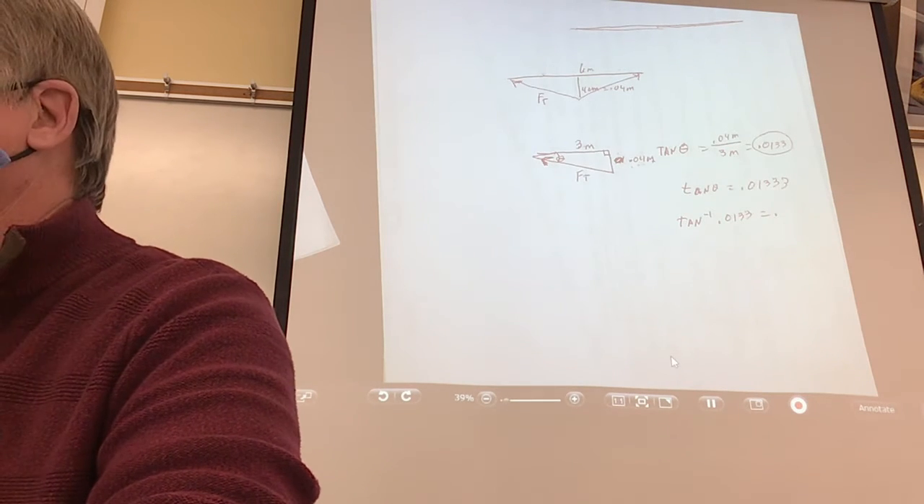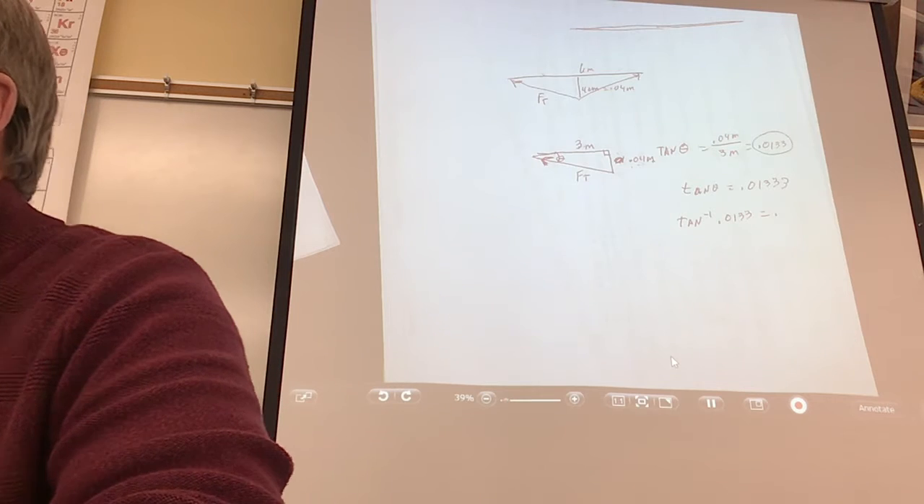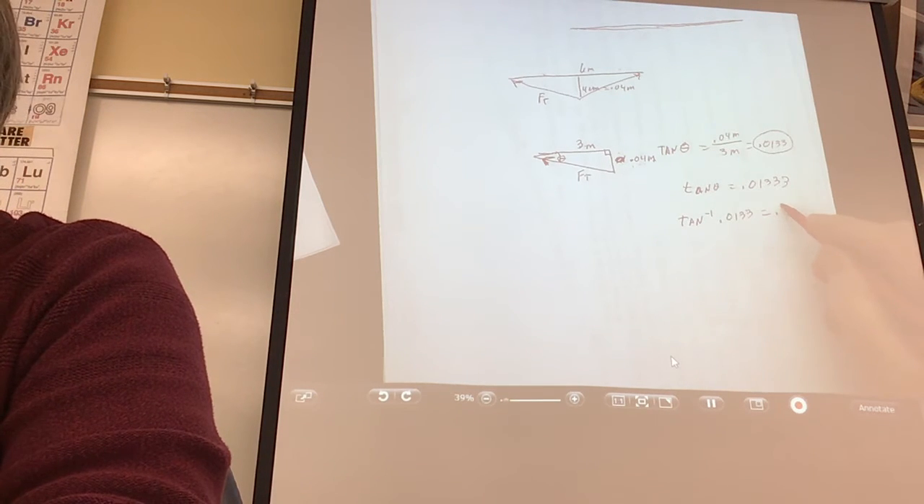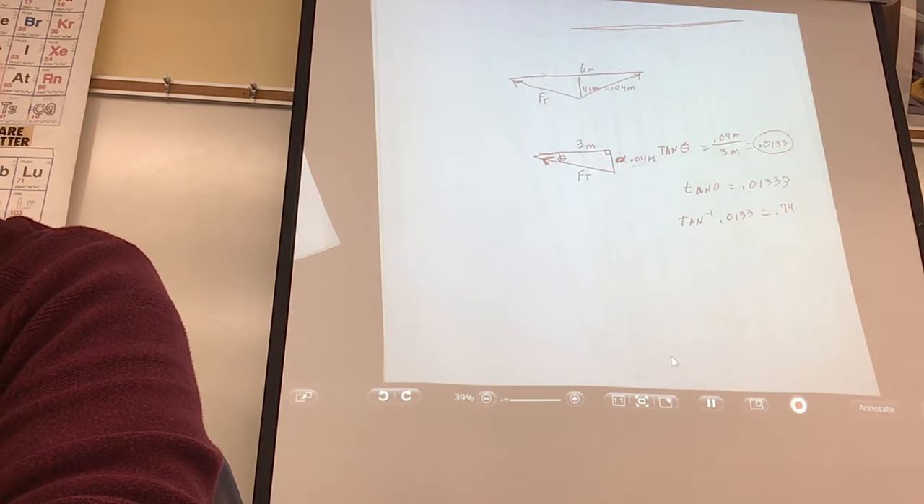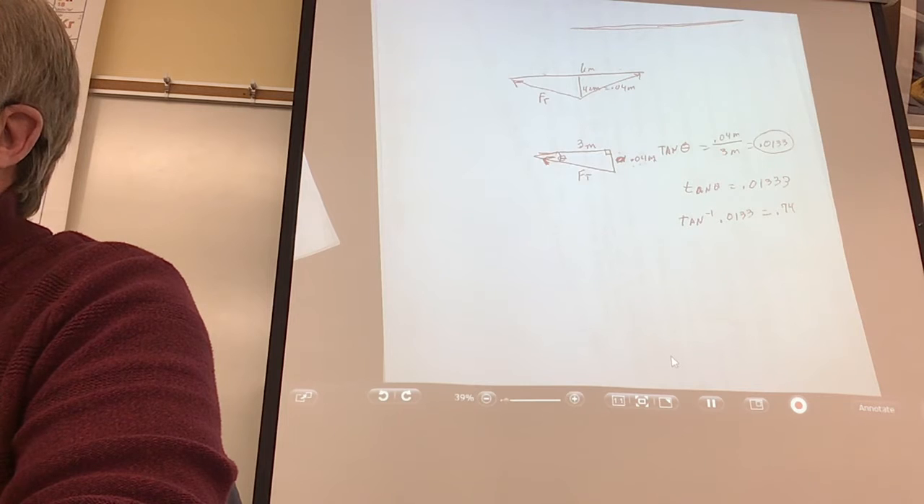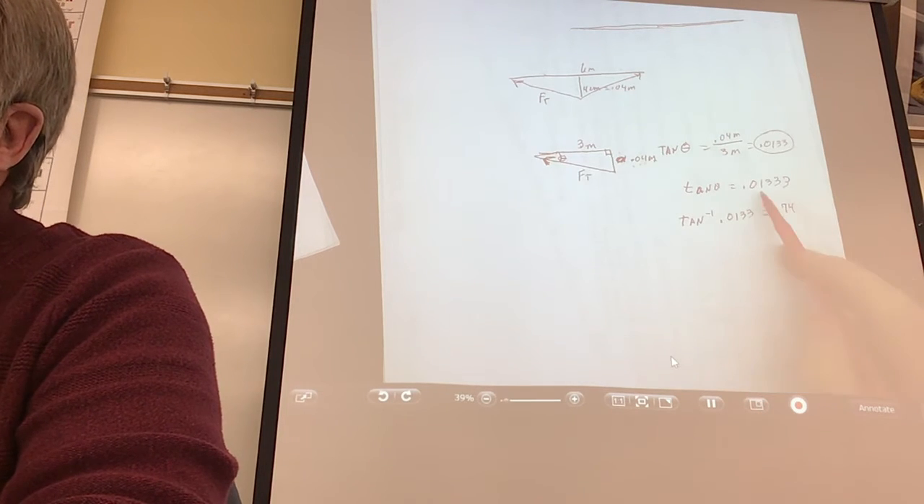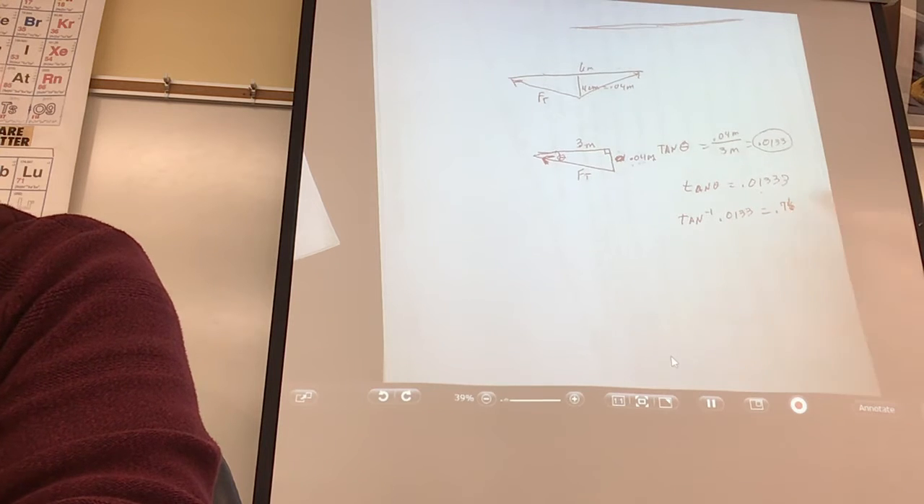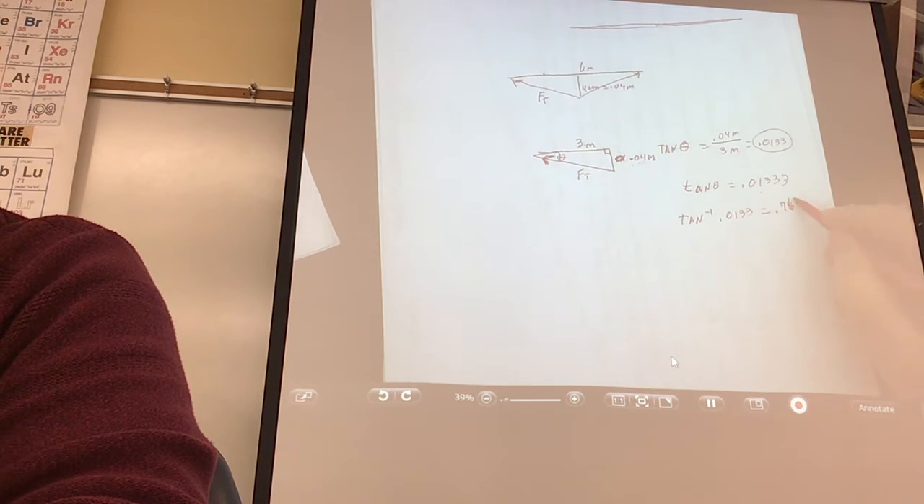Did you do it this way? Is this how you do the problem? You do it differently? Okay. All right, what is it? I got 0.74? Now, did you use 0.0133 or did you use 0.113? Okay, let's use 0.0133 because I think we get a better answer than that. What'd you get? 0.7620. Okay, everybody got that?